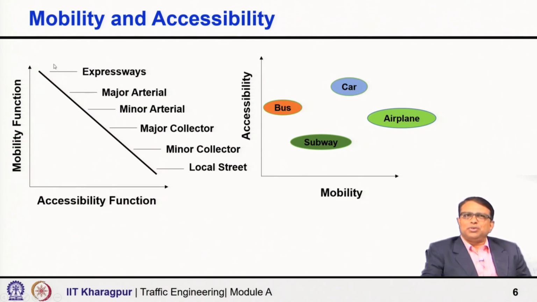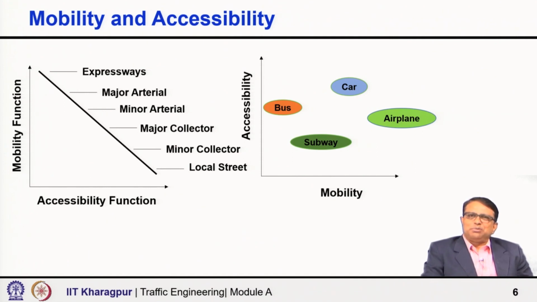For the expressway and major arterial, the main purpose is to provide mobility. So, we expect vehicles to travel faster, the speed will be higher, of course, not compromising the safety aspect. On the other hand, if you come down to the lower order roads, minor collector or local street, the primary objective is to provide connectivity to the land.